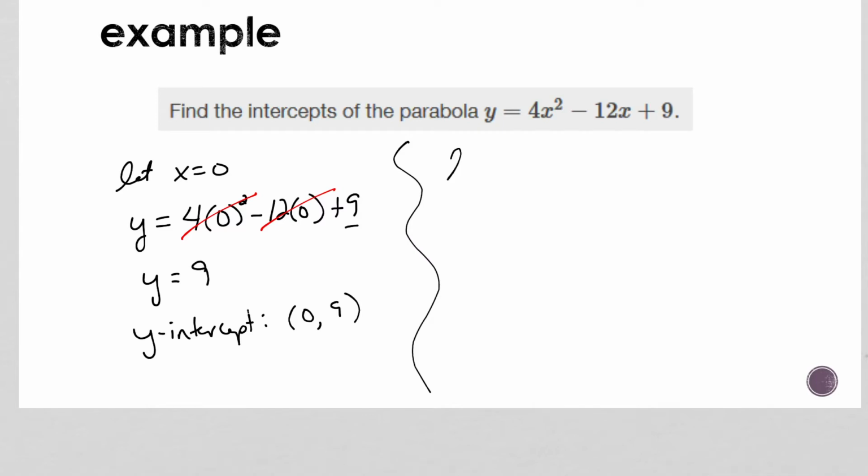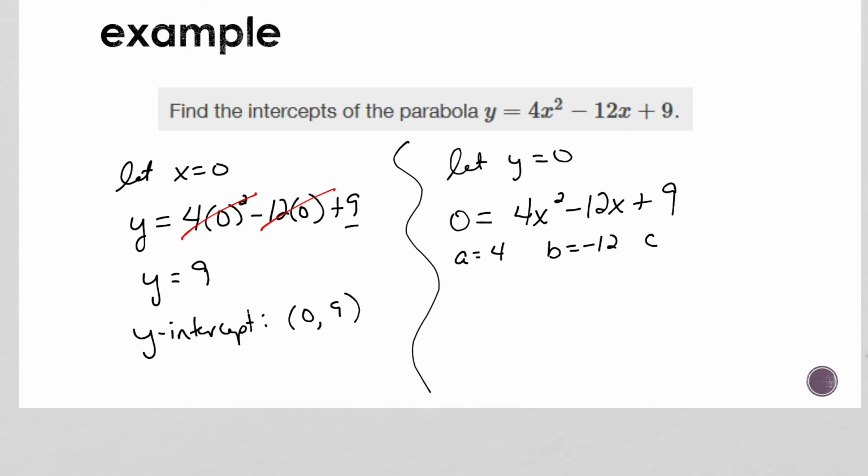Now we're going to let y equal 0 and solve for the x-intercepts. So 0 is equal to 4x squared minus 12x plus 9. Our a is 4, our b is negative 12, and our c is 9. I'm not even going to try to factor this. I don't think it's factorable, but I just want to practice using the quadratic formula with you. If it is factorable, that's always something you can do, but let's just use the quadratic formula.